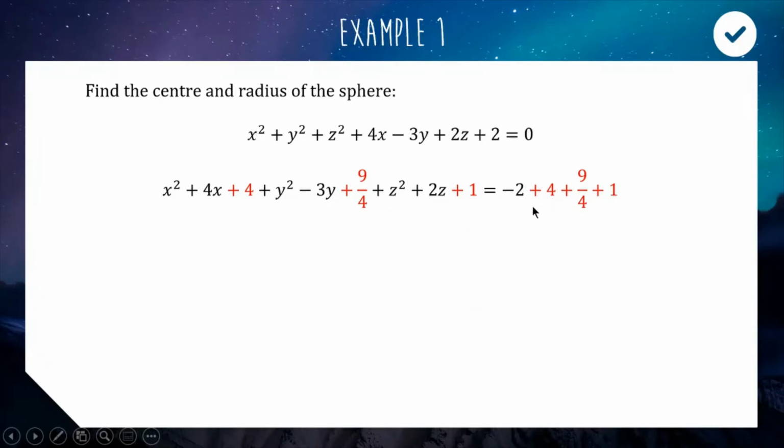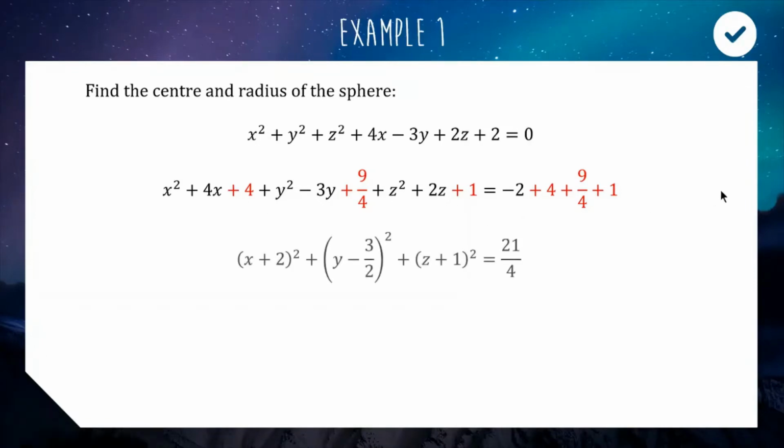And now if you've done that correctly, you have 3 perfect squares, which you can factorize to make it look like this. We have x plus 2 squared here. We have y minus 3 on 2, the thing that we squared. And we have z plus 1 squared. And this on the right works out to be 21 over 4.